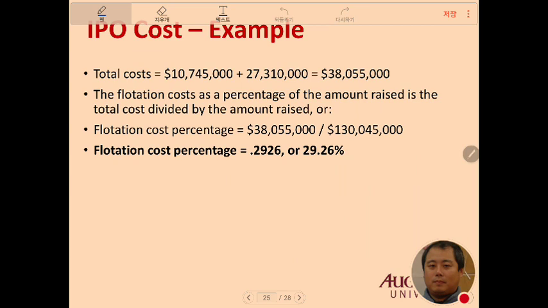Now, total cost will be two parts. This is direct, and this is indirect. And total is $38,055,000. Now, divide by the money the company raised, then there's a flotation cost percentage, which is 29.26%. So about 30% cost is actually paid. This is very common. So that's why people call this IPO very costly.